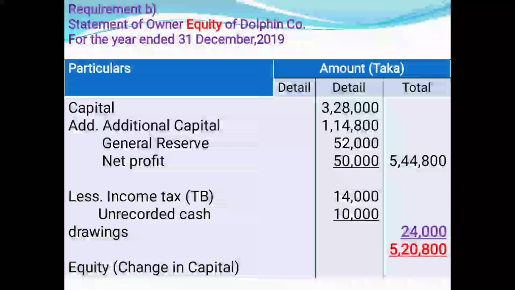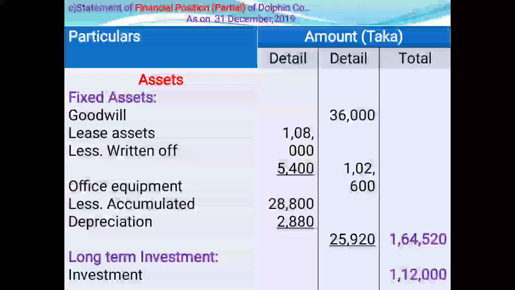This is a very important item. Financial position, that is partial, only the asset side. So statement of financial position, in bracket partial, of Dolphin Company as on 31st December 2019. Particulars, amount taka, detail total. Dear students, from the format, totally 4 heads of assets are available. First head is fixed asset according to Farman's method. Second head is long-term investment. Third head is current assets and advances. Fourth head is fictitious asset.